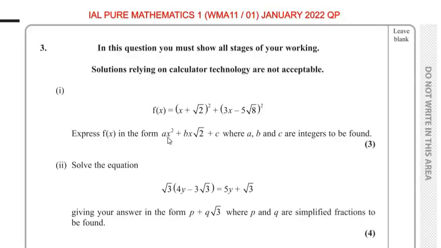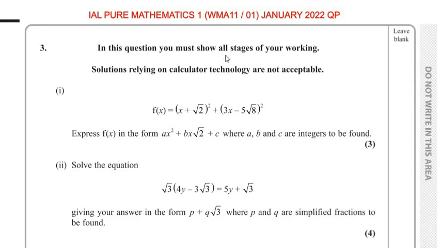Now let us look at the next question on algebraic expression from International Advanced Level, Pure Mathematics 1, January 2022 question paper. Surprisingly, there were no questions on algebraic expression in the entire 2021 question papers. So you can see directly from 2020 I have moved on to January 2022. So let us quickly start with this example now.